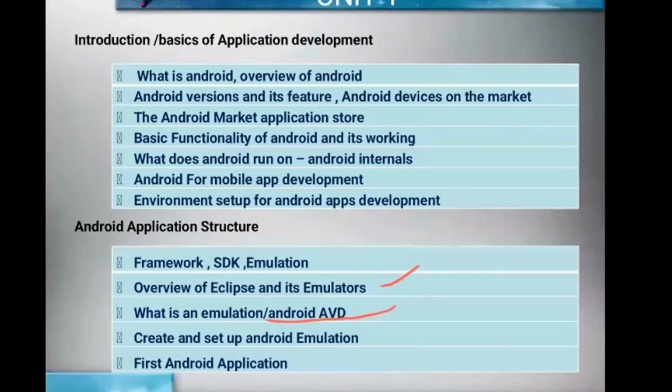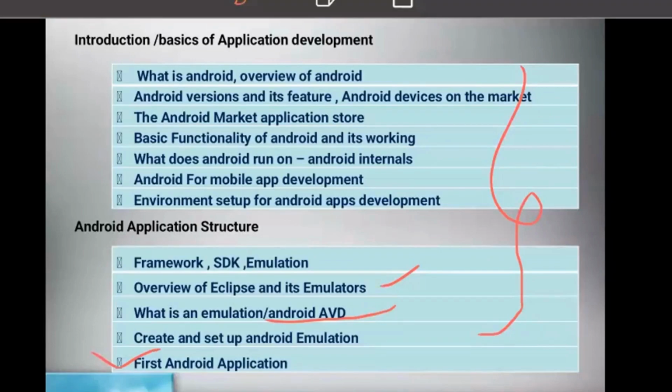After completing this part, we will go with the first Android application. Then we will learn how you can start your Android app. We will create a first simple program to print hello world. Like how you can open Android Studio, how you can run your first application, how you can create the emulator, and how you can test your application on that emulator. All of these we will learn in these two topics. The next topic is Android activity lifecycle.